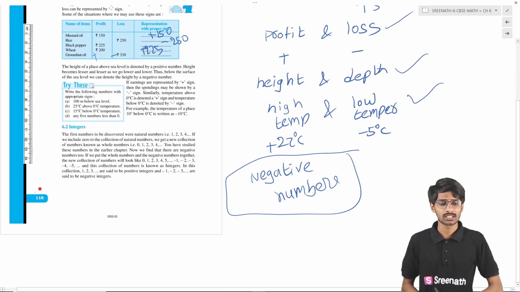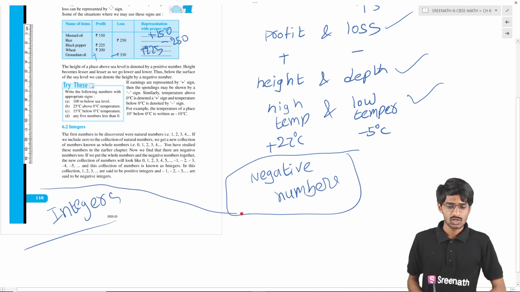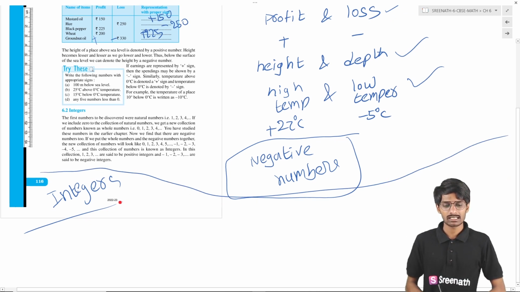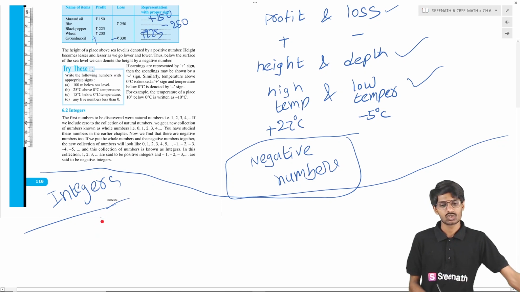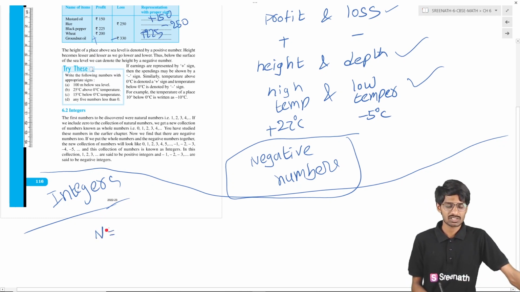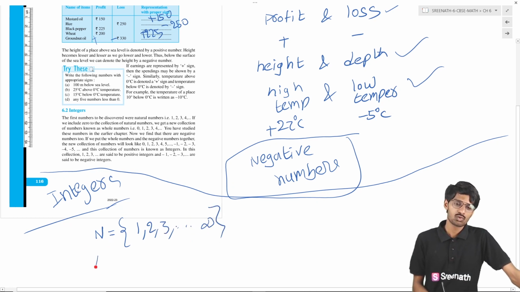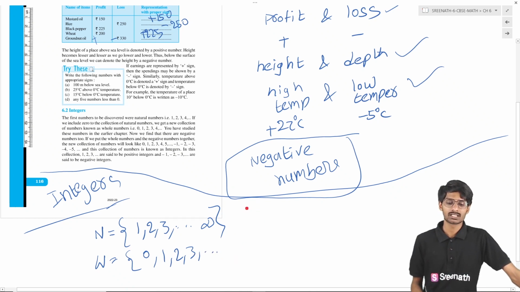So the next thing is about integers. Until now, in our lower classes and previous chapters, we know natural numbers. We represent natural numbers by capital N. Natural numbers start from 1, 2, 3 and so on, going on to infinity. And whole numbers we also know, we represent them by W. Whole numbers start from 0, 1, 2, 3 and so on. This starts from 0 and goes on with positive numbers. These are positive numbers plus 0.